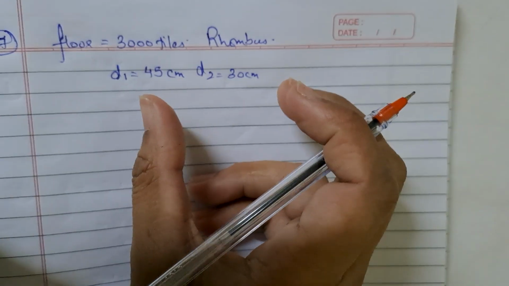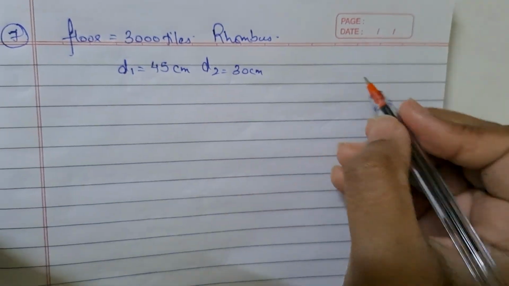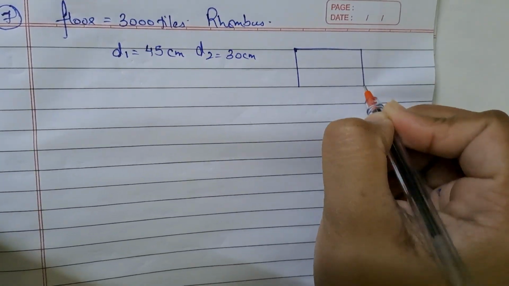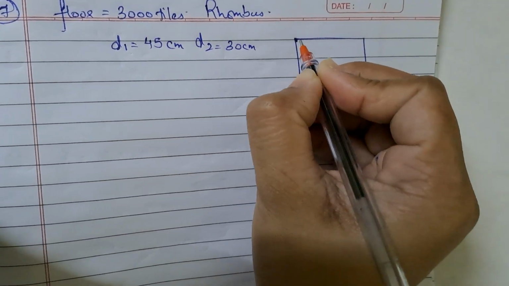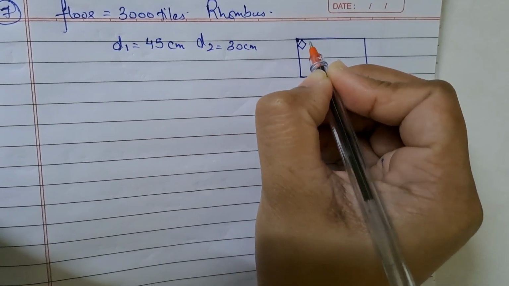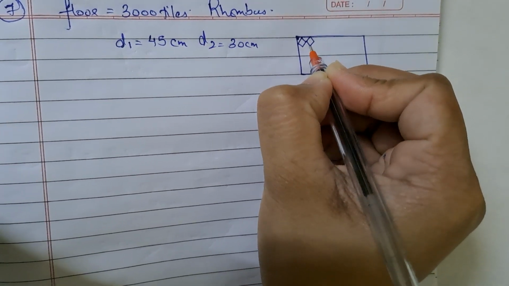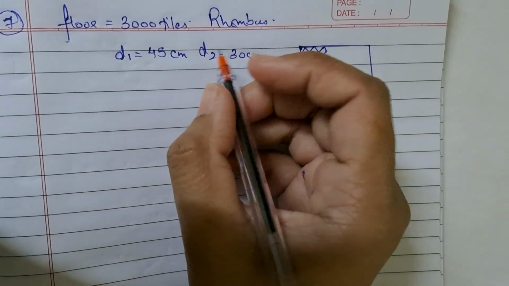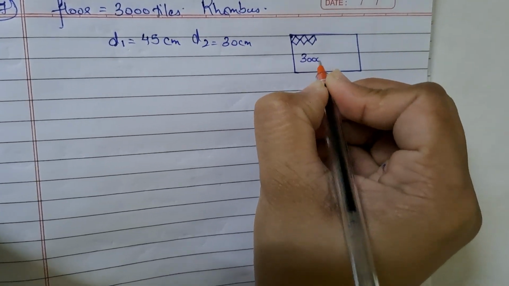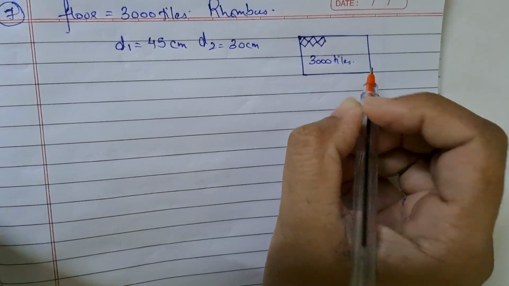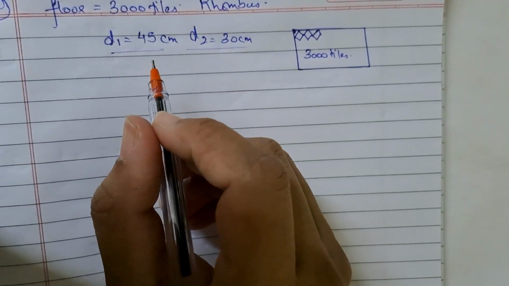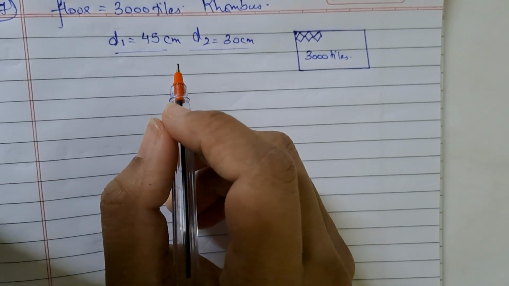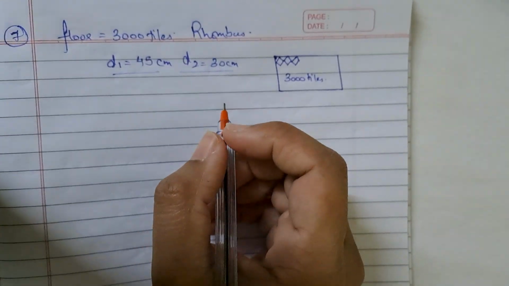Find the total cost of polishing the floor. Okay, so there's this floor, and on this particular floor there are rhombus-shaped tiles. 3000 tiles are there. The dimensions of the rhombus are given to me. Then it says find the cost of polishing the floor.